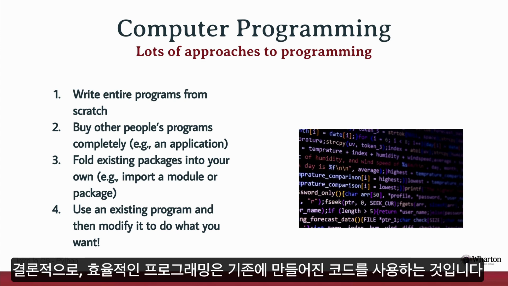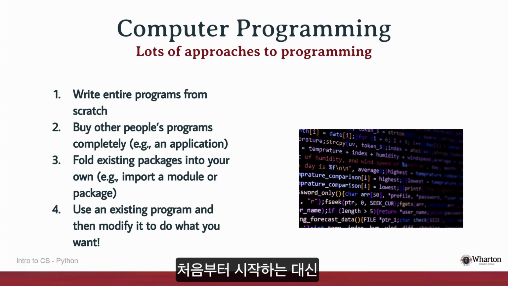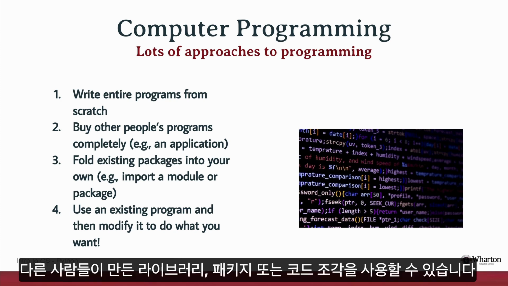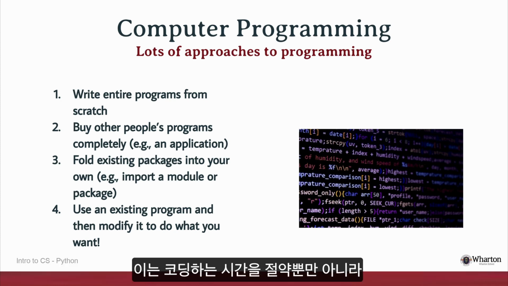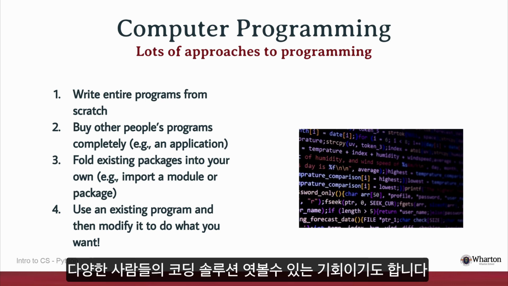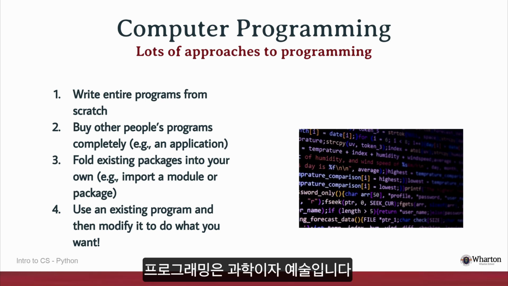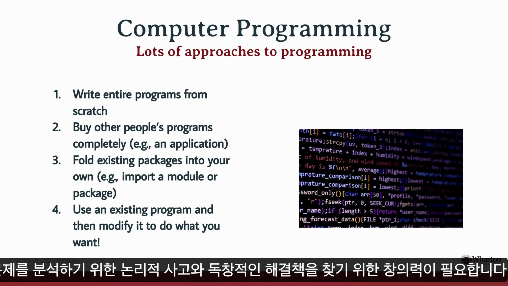An efficient approach to programming is using existing code. Instead of starting from scratch, we can use libraries, packages, or pieces of code created by others to help solve our problems faster. This not only saves time, but also introduces us to a variety of coding techniques and solutions. Programming is both a science and an art. It requires logical thinking to break down problems and creativity to find unique solutions.